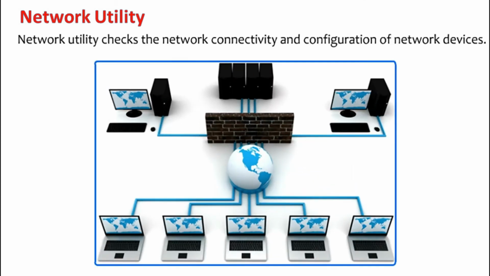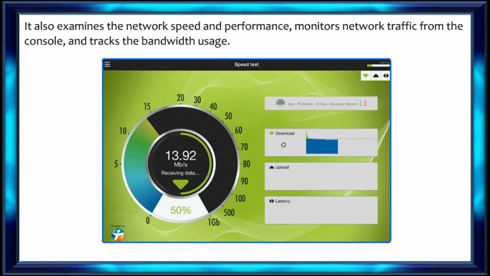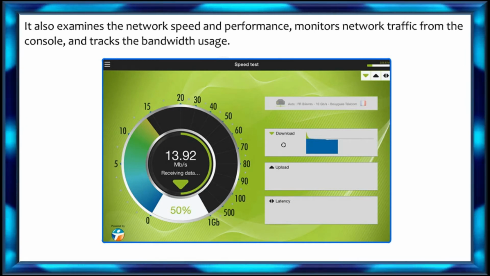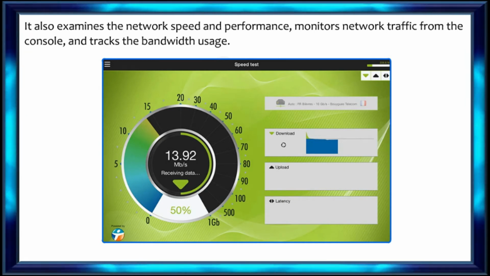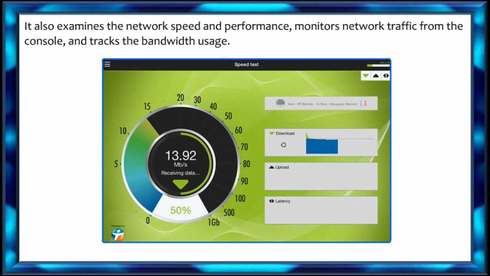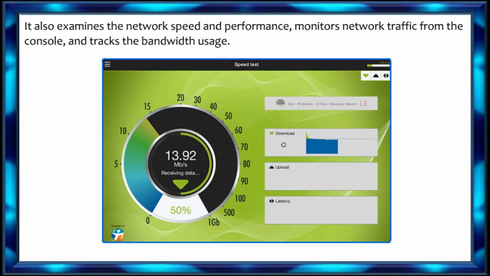Network utility checks the network connectivity and configuration of the network devices. It also examines the network speed and performance, monitors network traffic from the console and tracks the bandwidth usage. Children, the network utility helps us to find out the speed and performance of the network. Let's move to the next utility, File Manager.